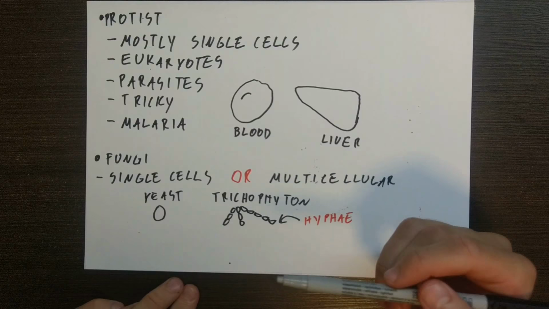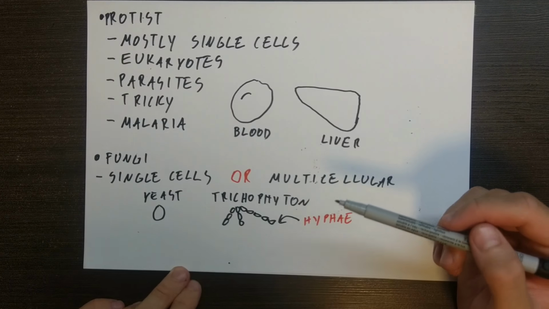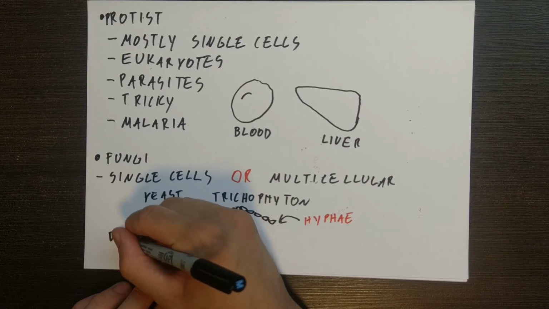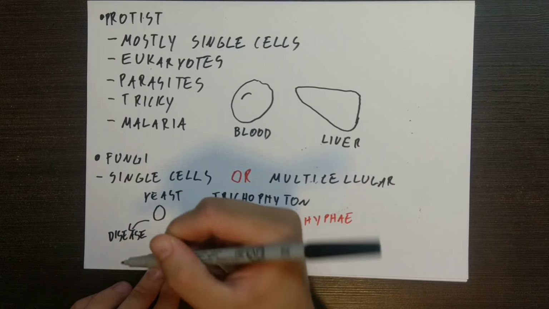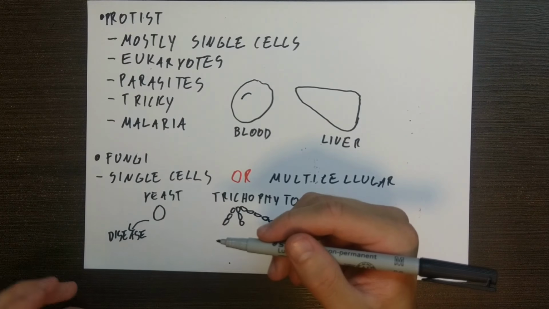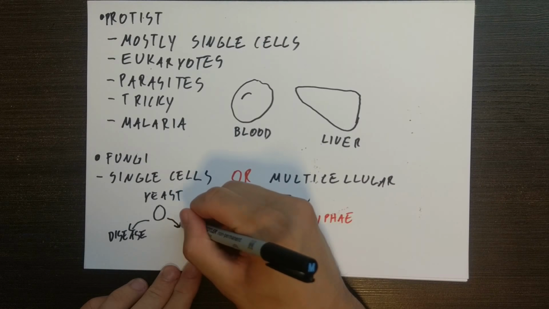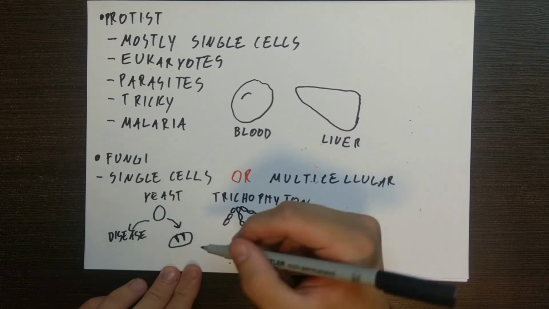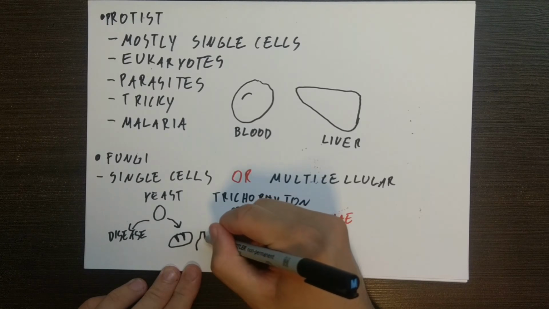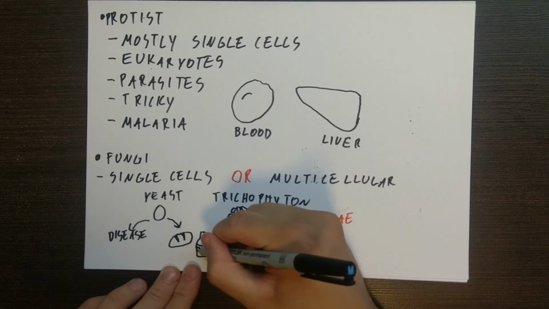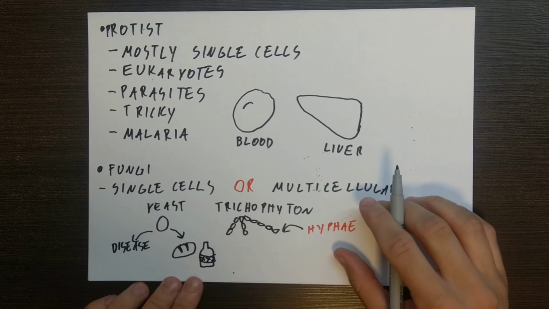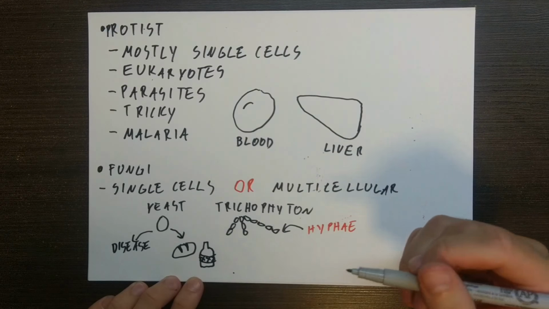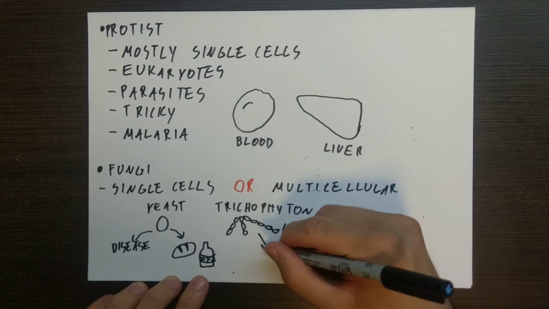Now, fungi can be harmful, but in some cases they can actually be useful. Yeast can cause disease. It can cause various skin problems and things like that. However, yeast can also be used to make things such as bread, or it can even be used to make beer. Whereas trichophyton, for example, is mostly harmful. Trichophyton is a fungus that can cause athlete's foot.